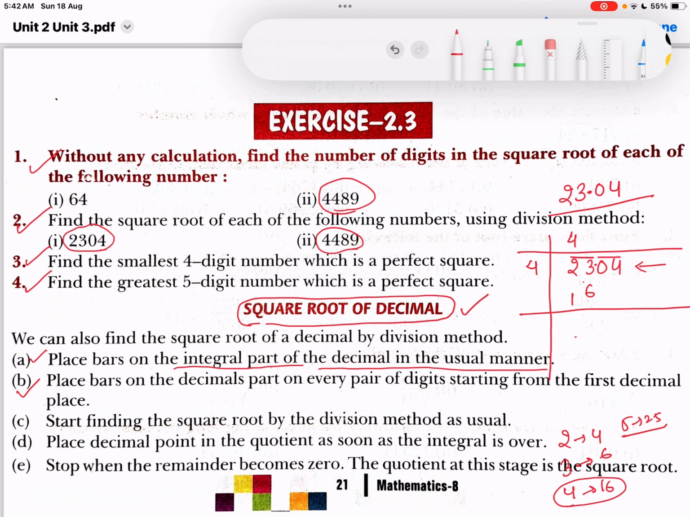23 minus 16 would be 9, and this pair we will insert here as usual. Again, the next divisor would be the double of this quotient.